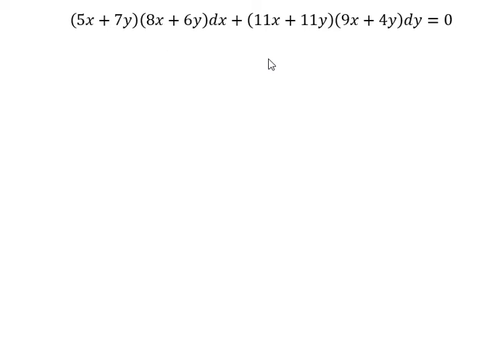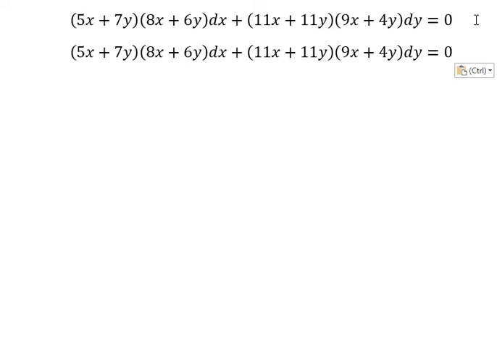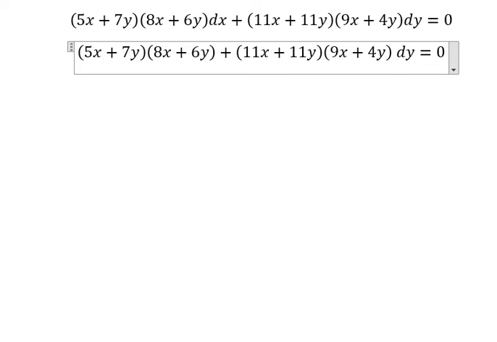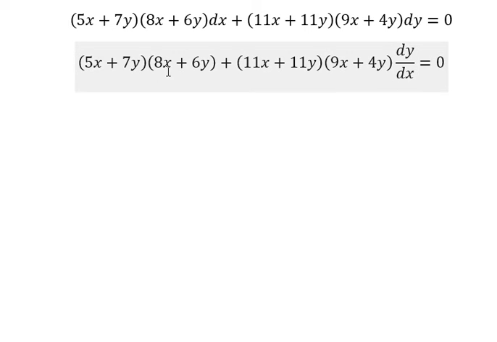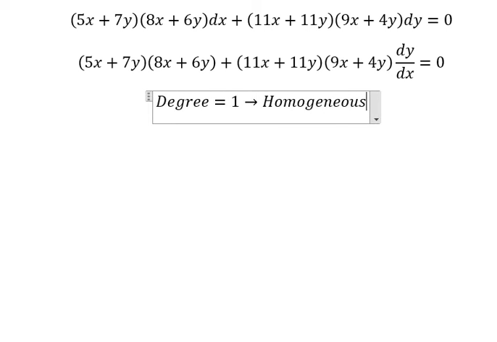So now I want to show you how to answer. We divide both sides by dx. Next, we have sy. So this one, we have the rate number 1. So this is about homogeneous.